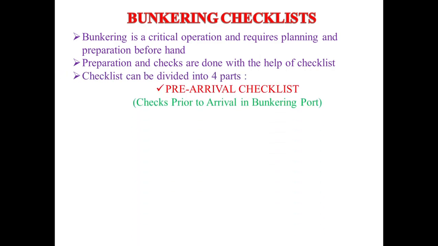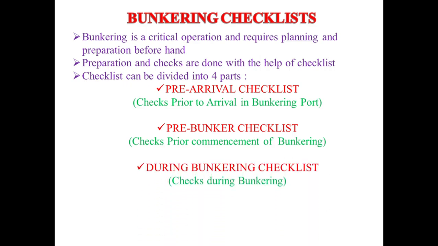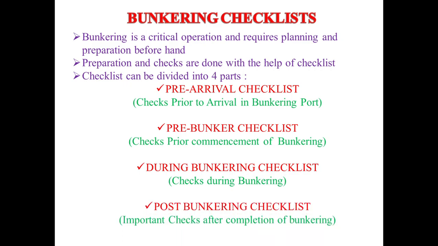The checklist can be divided into four parts. That is the pre-arrival checklist, checks prior to arrival in the bunkering port. Then we have the pre-bunker checklist, which is checks prior to commencement of bunkering. Then the during bunkering checklist, that is checks during bunkering. And then the post-bunkering checklist, that is important checks after completion of bunkering. So these are the four categories we are dividing into. With this we move on to the first topic, the pre-arrival checklist.